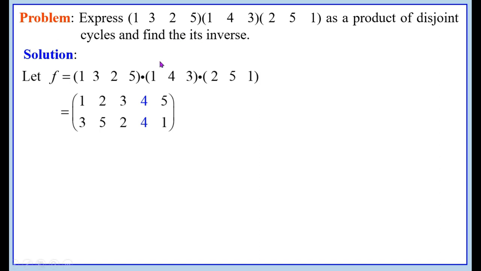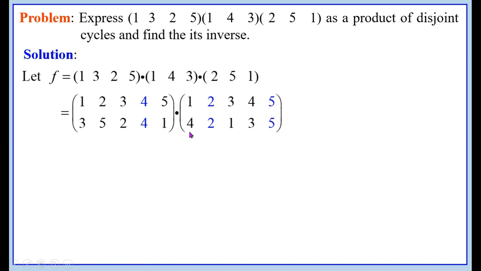In this cycle, two numbers are missing. That is, number 2 is missing, number 5 is also missing. That means those two are identity permutations. Therefore, the cycle (1 4 3) can be written as the permutation 1, 2, 3, 4, 5, second line 4, 2, 1, 3, 5. Let us verify it.